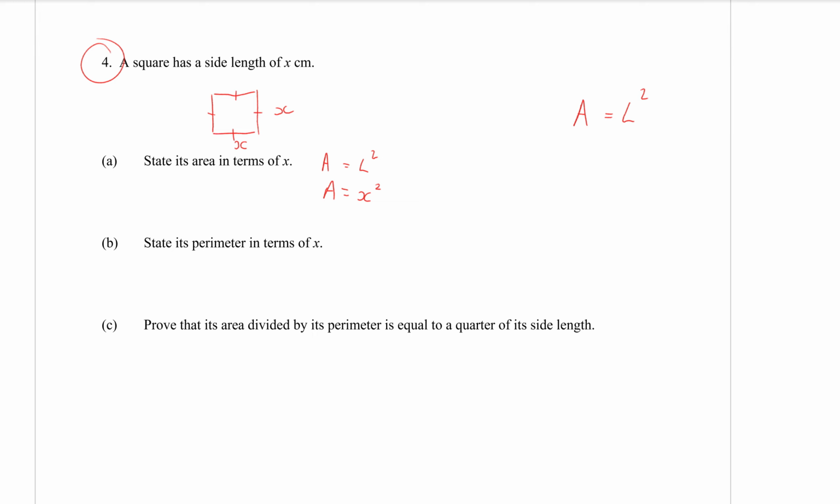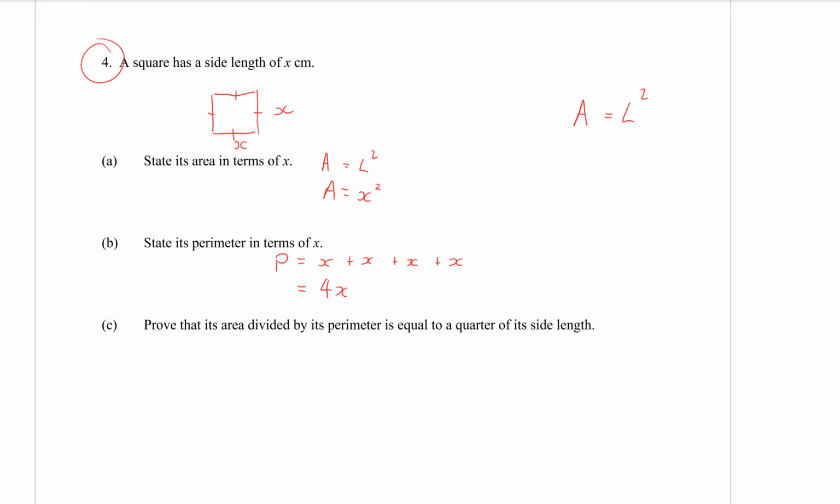Okay, so for a square, all the sides are the same. So they're all x's, right? So we're going to have P for perimeter equals, I've got x down the bottom, I've got x on the side, I've got x on the top, and I've got x on the other side. 1, 2, 3, 4 of them as I go around that square, right? The shorter way, how many x's do I have? 4. So when we add all those together, that is 4x. So the area is A equals x squared. The perimeter is P equals 4x.